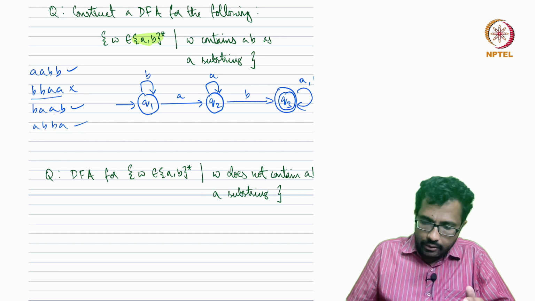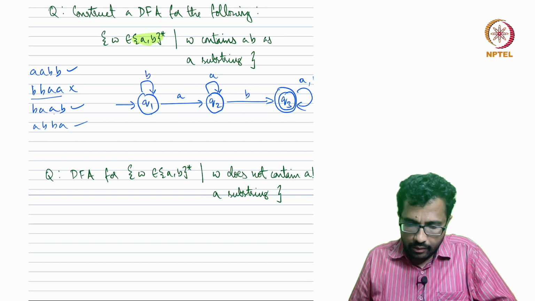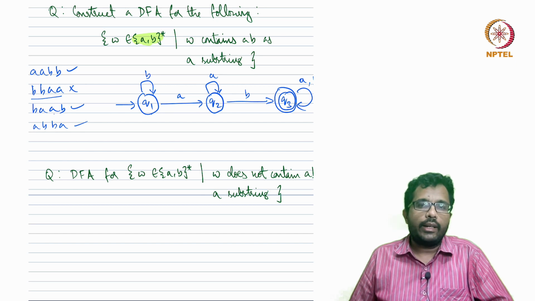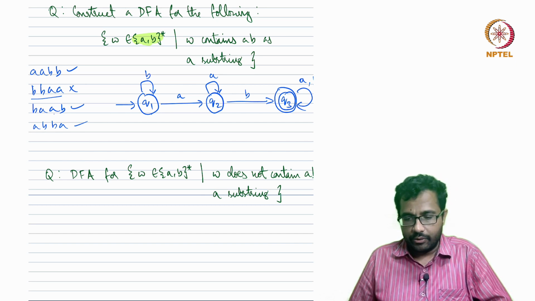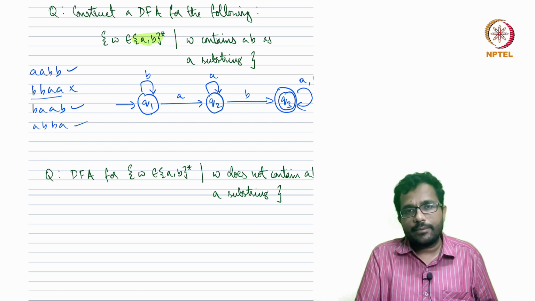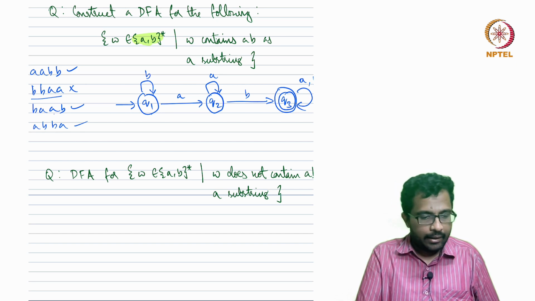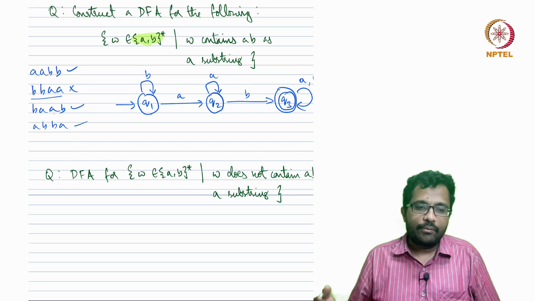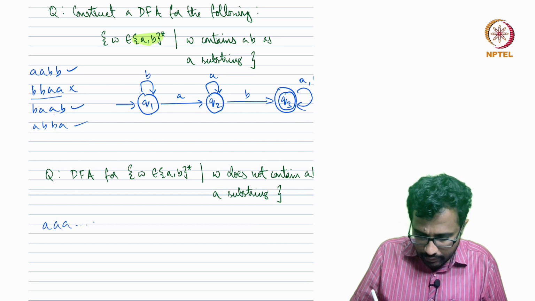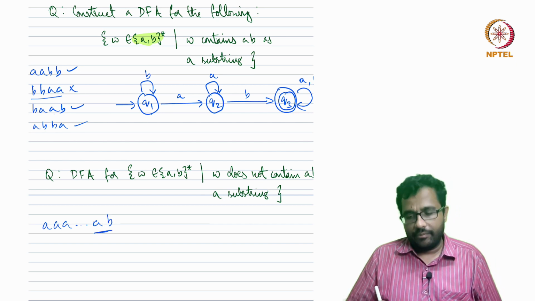Now let's look at another question which seems very related. A DFA for the set of all AB strings W where W does not contain AB as a substring. So it's exactly the opposite of what we are seeing now. So how can we not contain AB as a substring? As I said earlier, once you see an A, you cannot have a B later, because once you see an A, either you keep seeing A, or if you see a B, then you have a substring AB. So this is not possible.